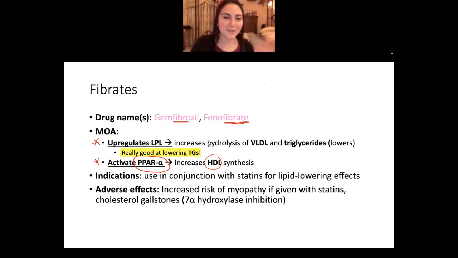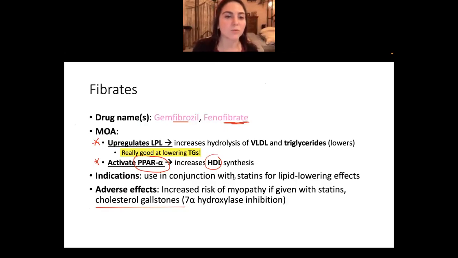All right, so PPAR gamma with your glits, your thiazolidinediones. This is PPAR alpha, and when PPAR alpha gets increased, we increase HDL. Remember these ones, you can also get cholesterol gallstones. It's the same as your cholestyramine. Remember cholestyramine, your bile acid binding resins, and we talked about how it can inhibit 7-alpha hydroxylase, and that's when you can get cholesterol gallstones. It's the same thing here. These can also cause cholesterol gallstones.